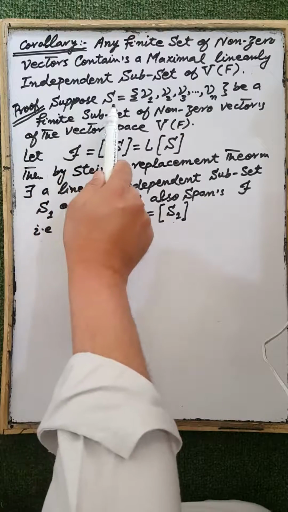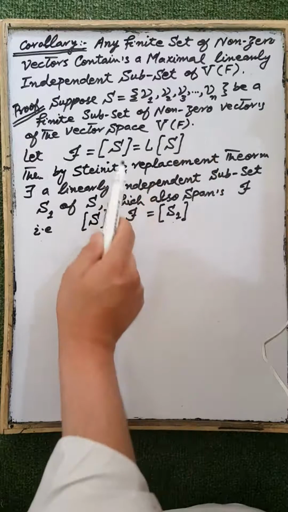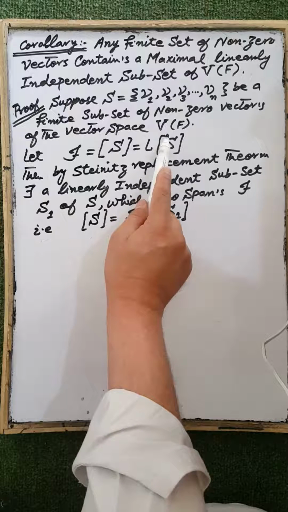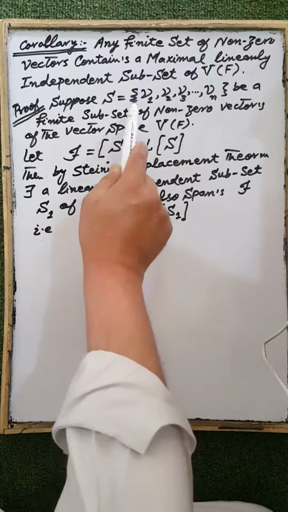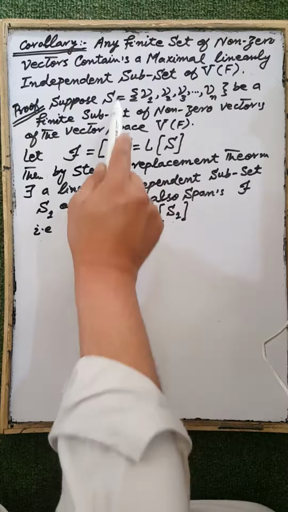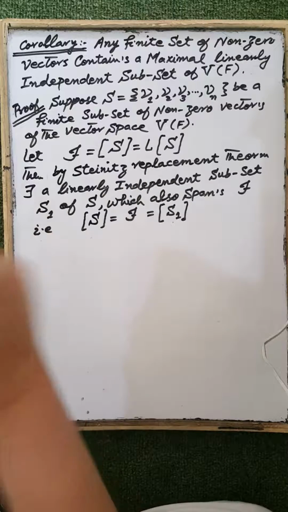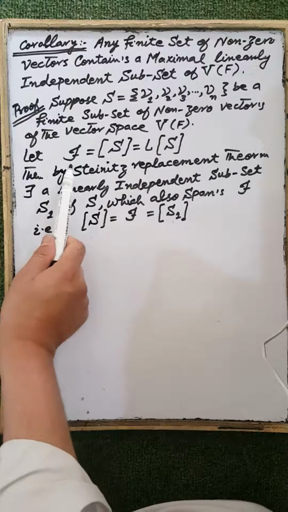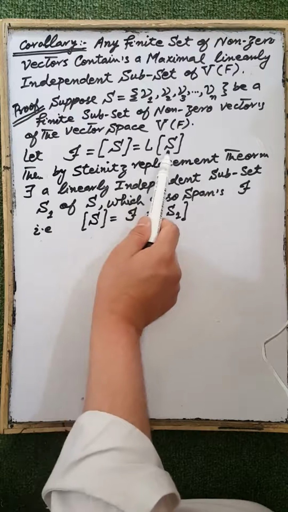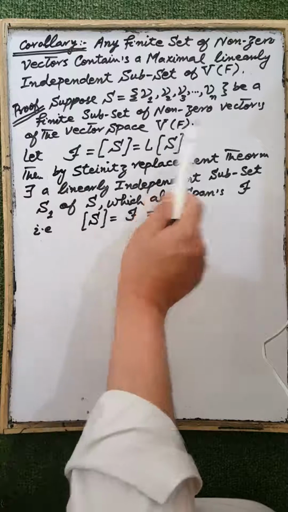Proof. Suppose the set S consists of the elements v1, v2 up to vn of non-zero vectors of the vector space V over the field F, such that the spanning set spanned by the vectors of the set S is denoted by T. Then by a previous theorem it is obvious that the spanning set T spanned by the elements of the set S is a subspace of the vector space V over the field F.